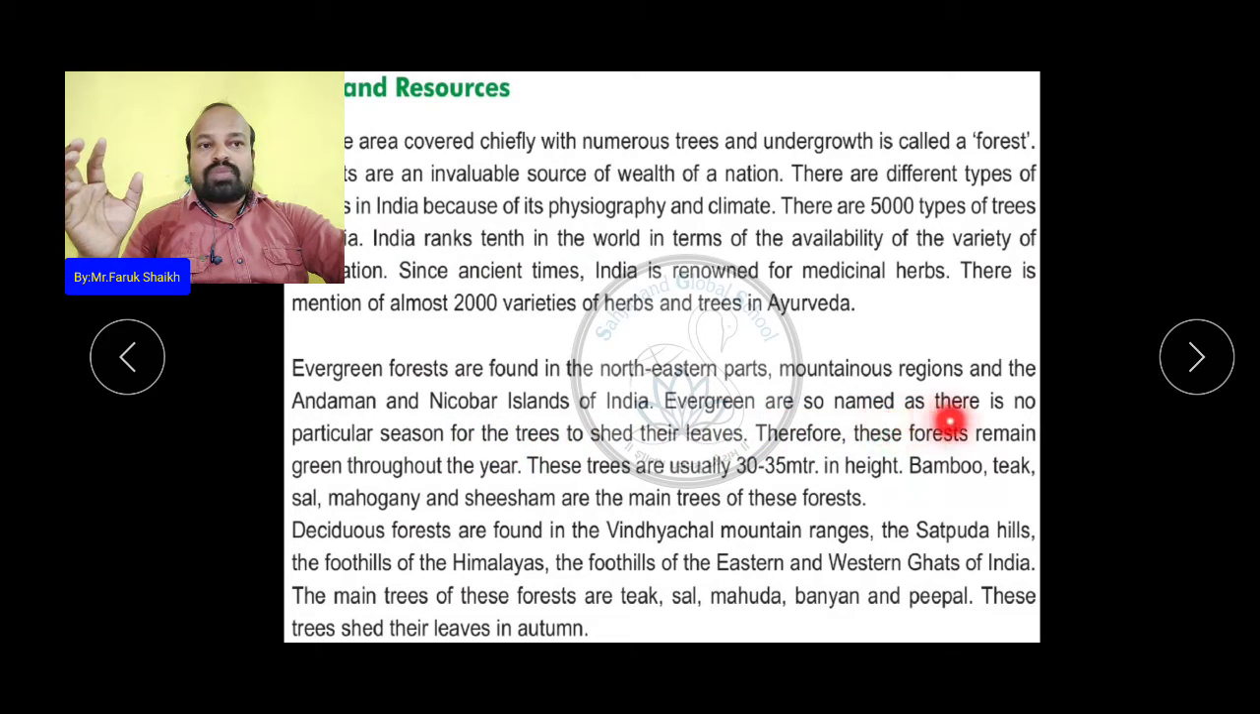Evergreens are so named as there is no particular season for the trees to shed their leaves. Do you know there is a particular autumn season for every forest? In the autumn season, trees all shed their leaves.